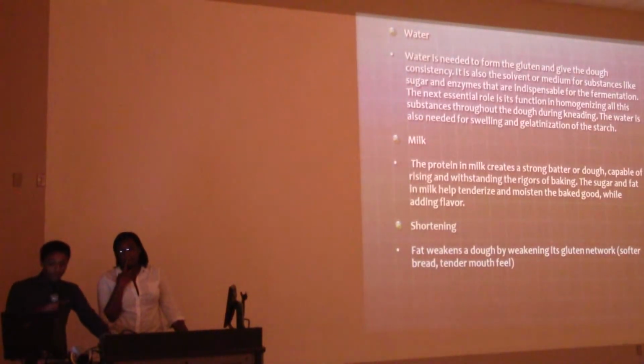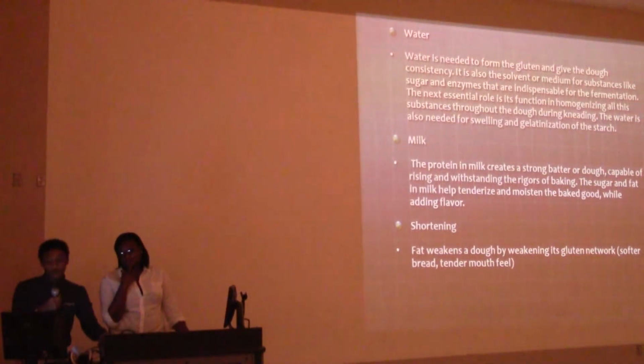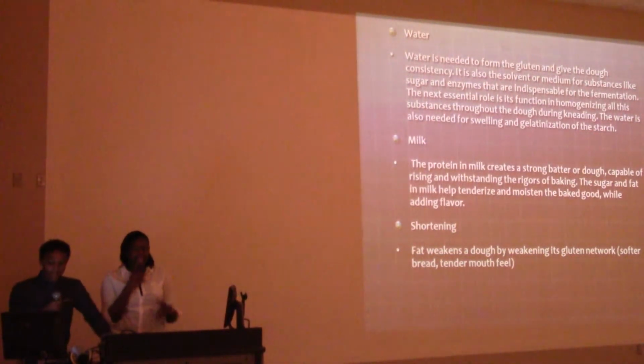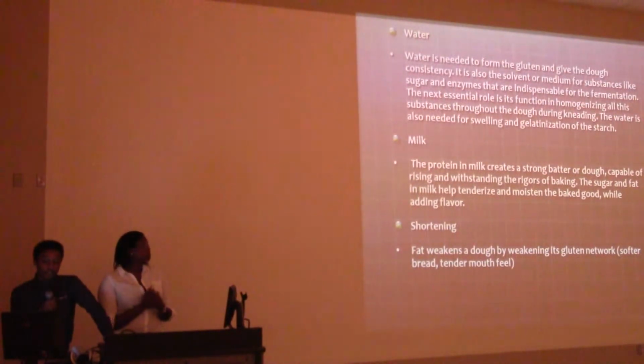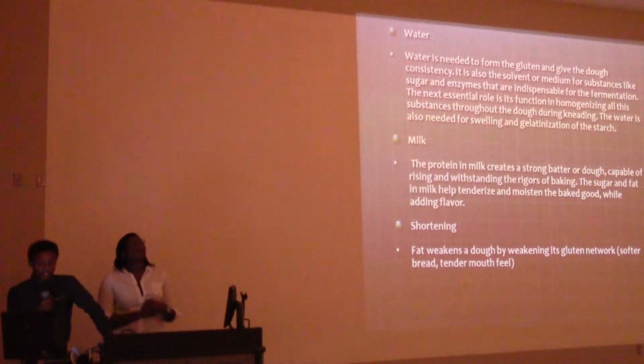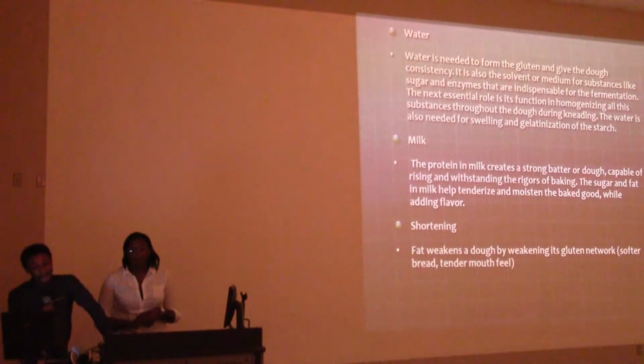Now we have the water. Water plays a big role within donuts. It's needed for the gluten to form and give the dough consistency. It is also the solvent or medium for substances like sugar and enzymes that are indispensable for fermentation.